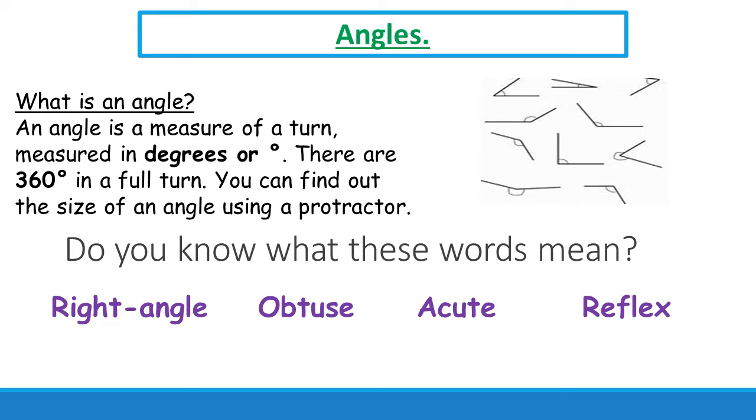You can find out the size of an angle using a protractor. So on these pictures here, you can see the angles, the turn, the gap there that you could measure with the protractor.